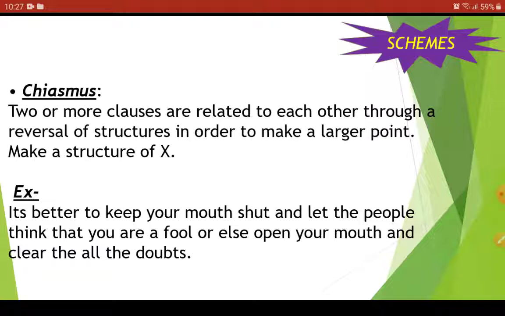I hope you have understood what chiasmus is. When a statement is said, and after one point the same statement is reversed in its order, and another meaning comes out of it, then it makes a figure of speech that we call chiasmus.